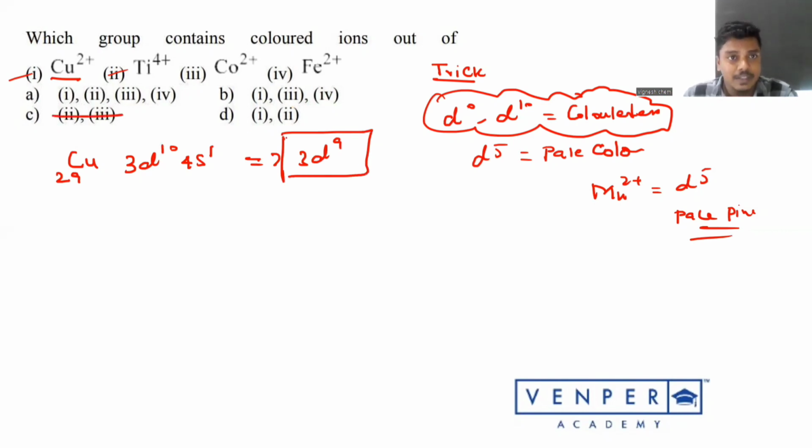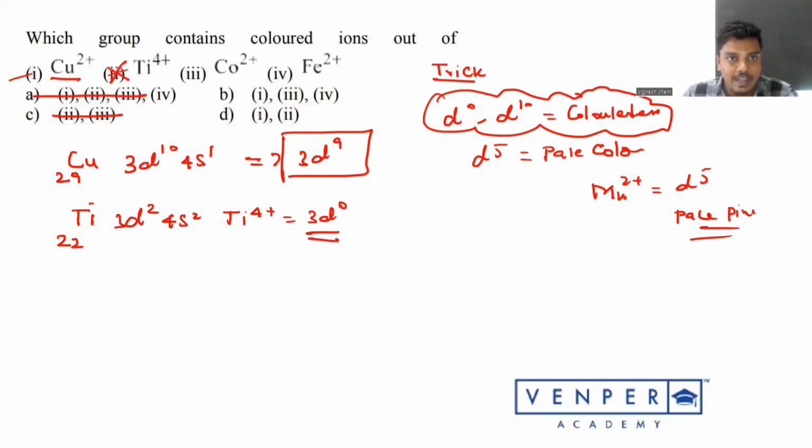1 is okay. A, B, D are okay. Now titanium, scandium, okay, titanium 22 configuration 3d2 4s2, and titanium 4 plus. Therefore, all 4 electrons can be removed. Therefore, 3d0. This is colorless. Therefore, option 2 cannot be there.